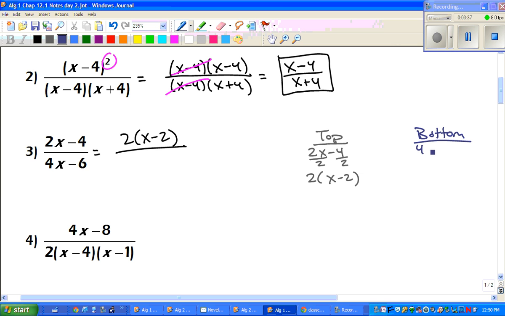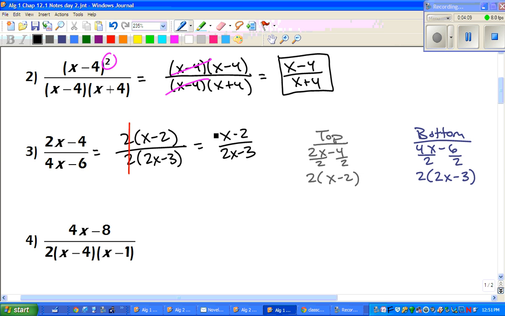Now the bottom, we have 4x minus 6. And we can take out a GCF there. We can take out a 2. So the 2 comes out front, and then we're left with 2x minus 3. Now, is there anything we can cancel out? Yeah, you can cancel the x's, and then what you're left with is x minus 2 and 2x minus 3.